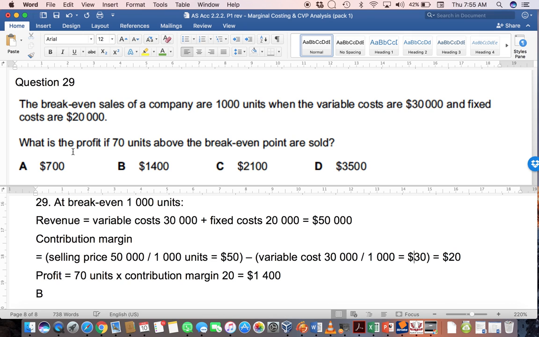Now, if there are 70 units over and above break-even point, that means that instead of breaking even and our revenues just covering costs, it means that every unit above that point that is actually made, that contribution no longer needs to cover the costs and is able to contribute towards the profit instead. So the profit will be exactly that extra 70 units times the contribution margin of 20 that we've just worked out, which is going to be $1,400 profit, or B.